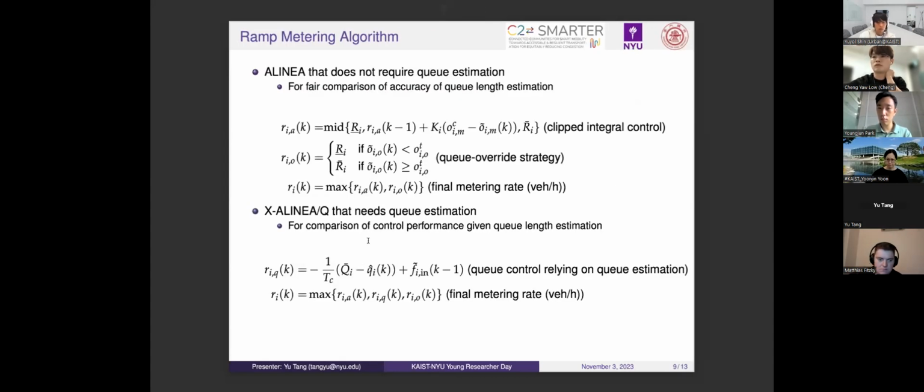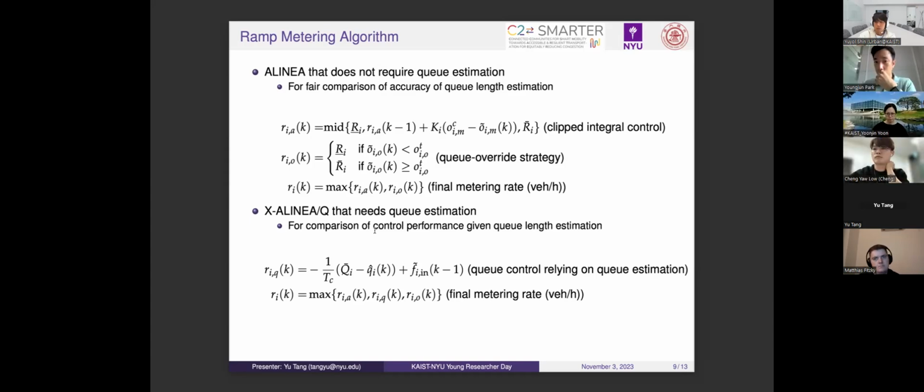And the third key component is the ramp metering algorithm. And of course, we consider two kinds of algorithm. The first one is ALINEA, which is a very classical ramp metering. It does not require queue estimation. And the second one is X-ALINEA/Q. It's a variant of ALINEA.